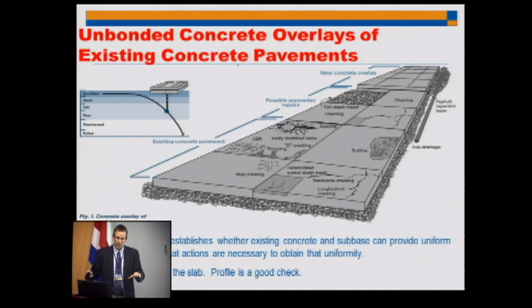And the key with an unbonded overlay is you're usually placing it on a really poor surface that has really lost the capacity, either a durability problem, too many cracks, or the agency hasn't rehabilitated early enough. And that happens. We see that in our own state.